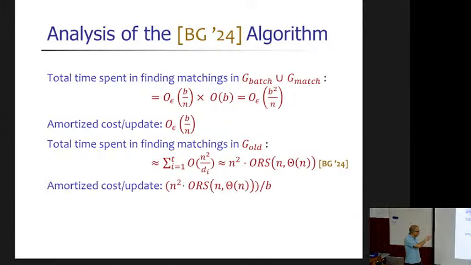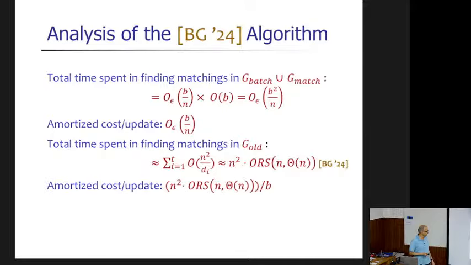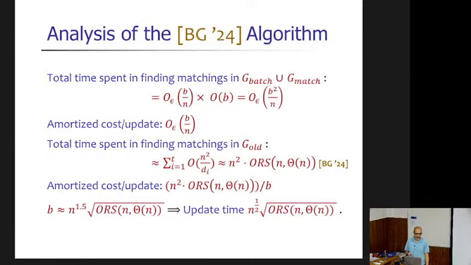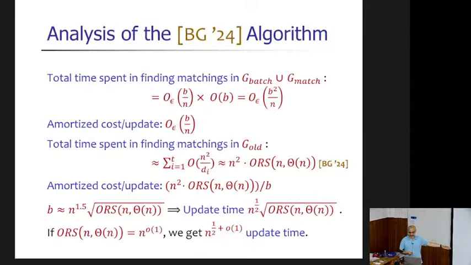Well, this means this part will contribute an amortized update time of N squared times ORS of N comma theta N over B. So notice the tension. The top contribution wants B to be small. The bottom contribution wants B to be large, right? So what will you do? Well, you will balance it. And you set B to be N to the 3/2 times square root of ORS of N comma theta N, which will give you the update time that I claim. And so once again, if ORS of N comma theta N turns out to be N to the small o of 1, you will get N to the half plus small o of 1 update time.